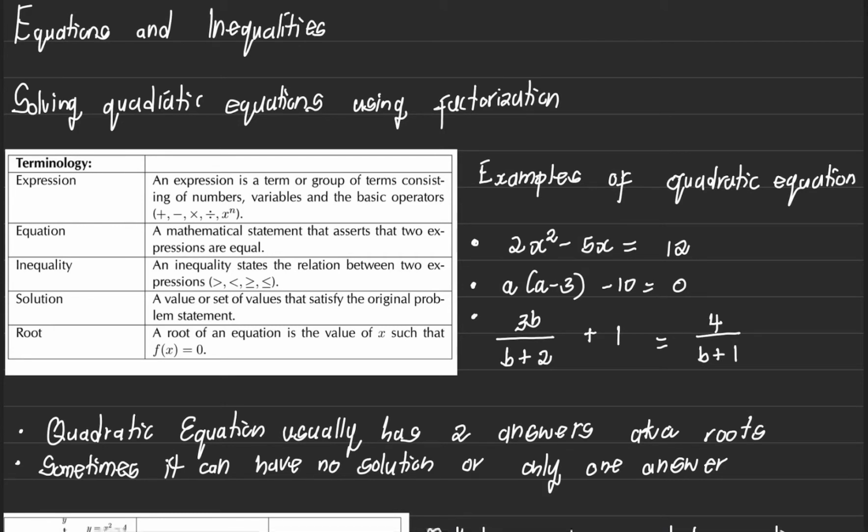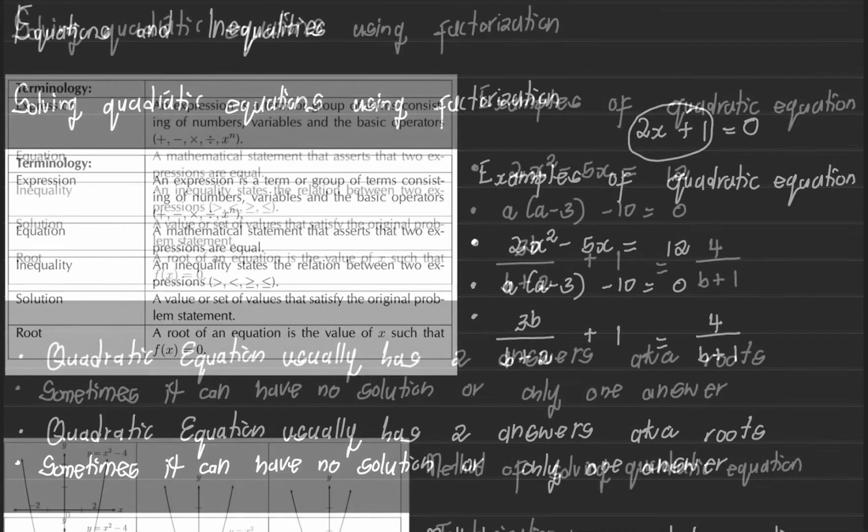And then when it comes to an equation, an equation is basically a mathematical statement saying that two expressions are equal. So you may have something like 2x + 1 = 0. This whole thing is an equation because it indicates that 2x + 1 is equal to 0.